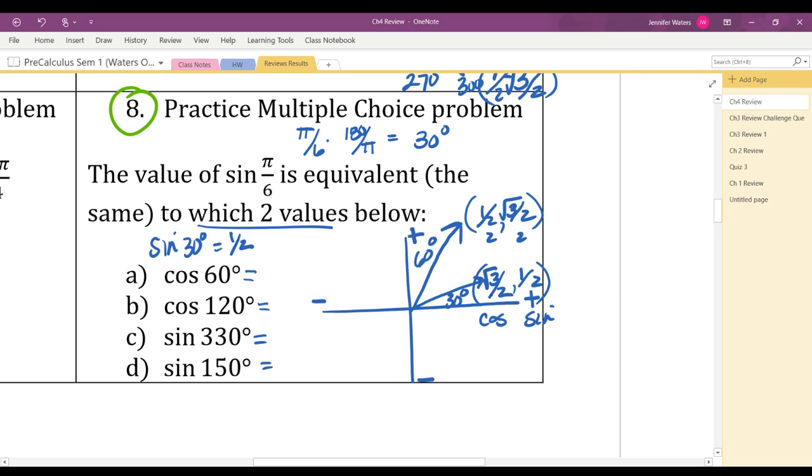Well, we already got 60 degrees ready to go, and this time it's looking for cosine. So we're going to look at that x value, and it is 1/2. So I know A is one of my correct answers. Be careful. It says two correct answers.